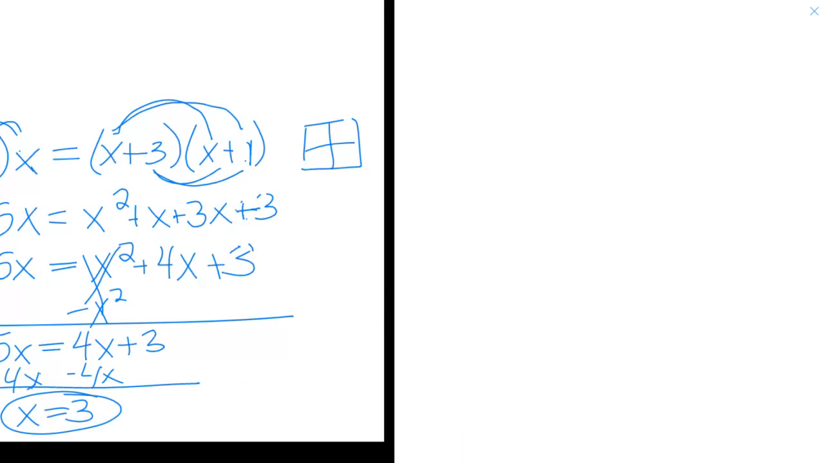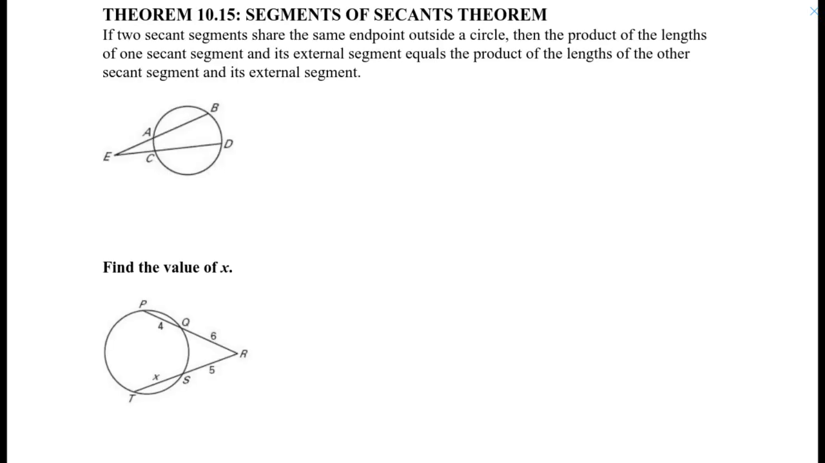All right, let's go ahead and move over to the next page. So on the next page, we have our next theorem, which is the segments of secants theorem. If two secant segments share the same endpoint outside a circle, then the product of the lengths of one secant segment and its external segment equals the product of the lengths of the other secant segment and its external segment.